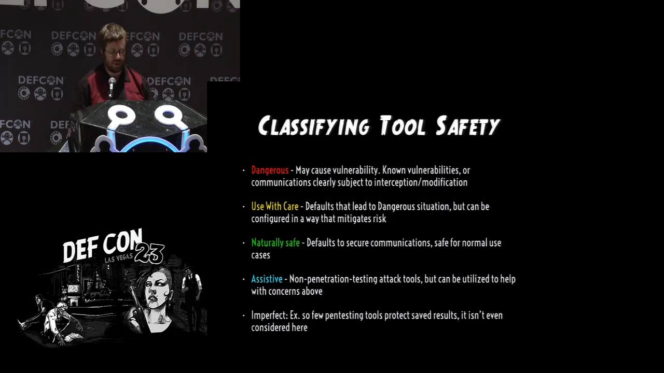You're going to have to wrap security around these things. So something that's dangerous is something that may cause vulnerability. Either it has known vulnerabilities or the communications it has are clearly subject to intercept or modification. And then yellow sort of caution, things whose defaults lead to a dangerous situation, but it's very easy to configure the thing to not be insecure. Or things that are essentially naturally safe for normal use, safe in their normal configuration. And then there are tools that didn't really fit into this model, not exactly pen testing tools, but things that can assist in improving the security of the other tools.